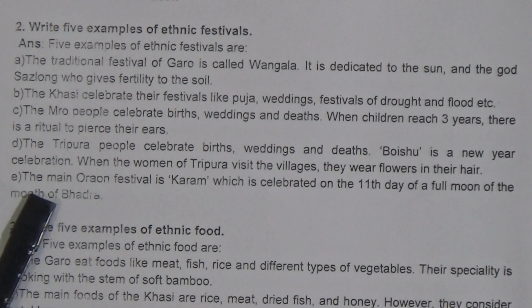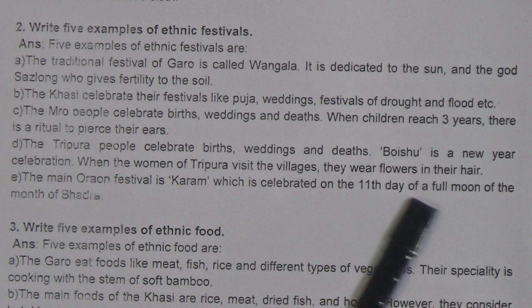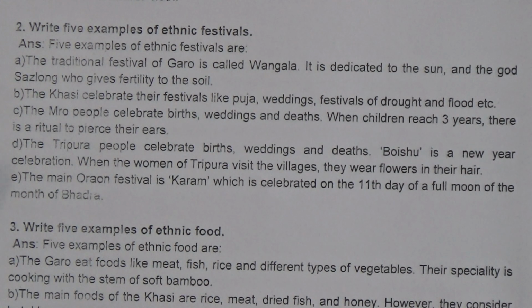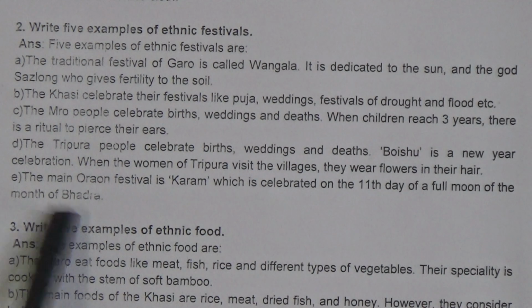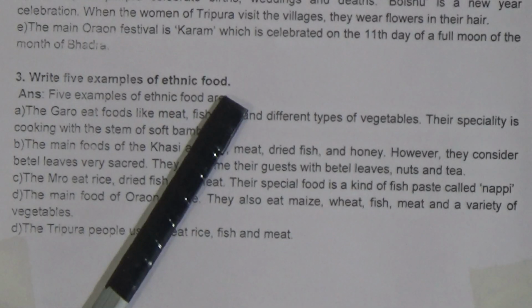Now number E, the main Oran festival is Karam, which is celebrated on the 11th day of a full moon of the month of Bhadra. So we know about the ethnic festivals of the 5 ethnic groups, and according to your question you will just write the answer. Now we will go to question number 3. Write 5 examples of ethnic food.